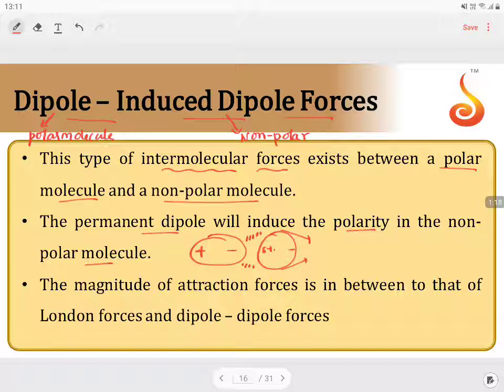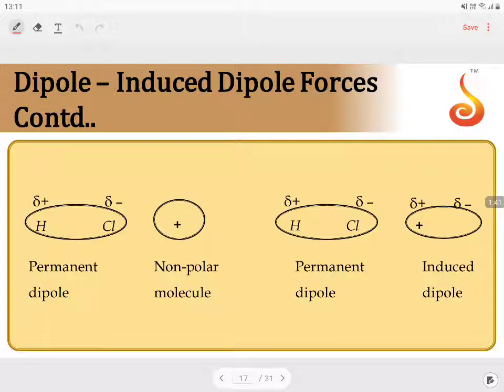So the polarity is induced by a permanent dipole onto a symmetrical molecule which is non-polar. Therefore, the magnitude of the attractive forces lies in between that of dispersion forces, also called London dispersion forces, and dipole-dipole forces. Why? This is simple. A non-polar case involves two symmetrical molecules. When they approach, one should momentarily get induced polarity, and then the other one gets affected.